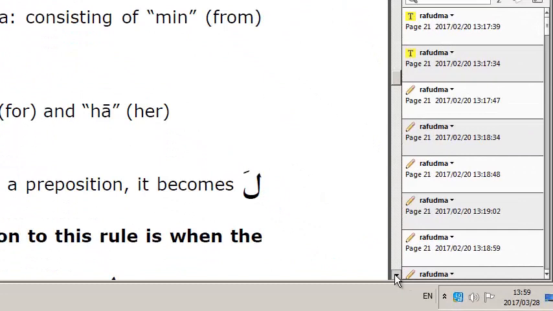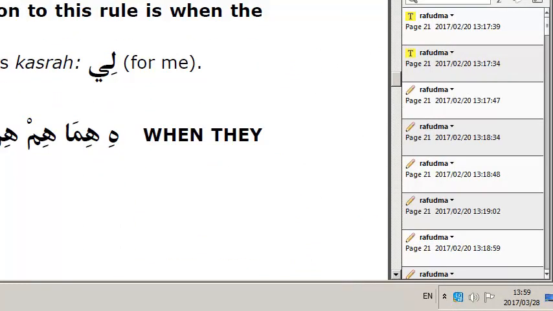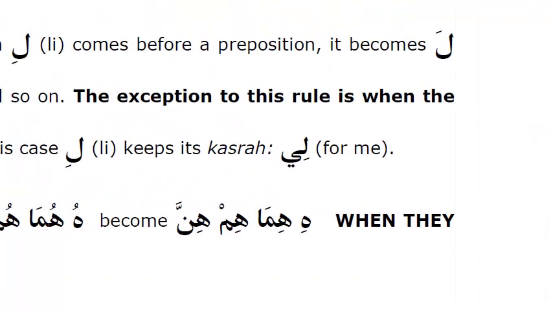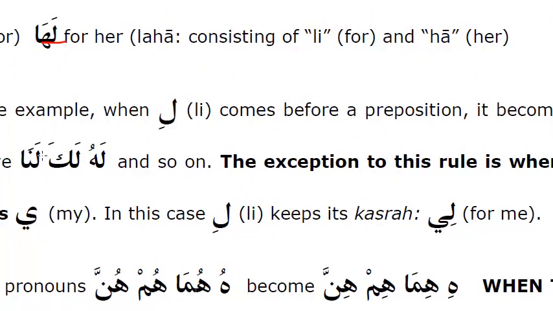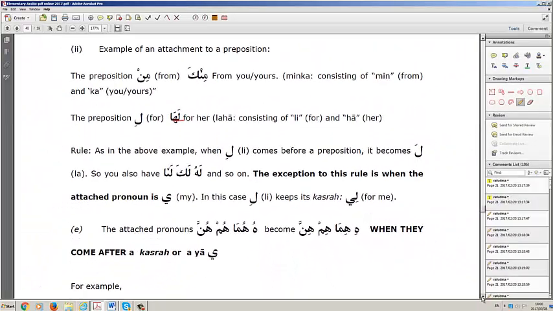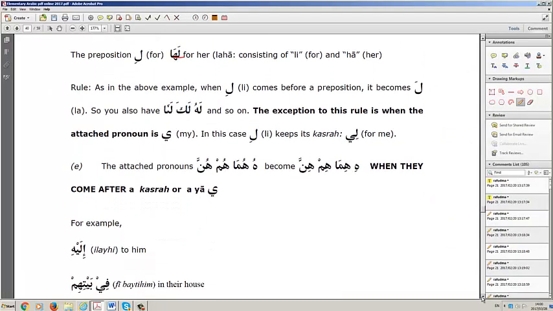We also find an attached pronoun can be joined to a preposition. For example, min means from, minka means from you, a male, or minki, from you, a female. And similarly, laha means for her, lahu means for him, and so on. And you get used to these attached pronouns with frequent reading and practice.